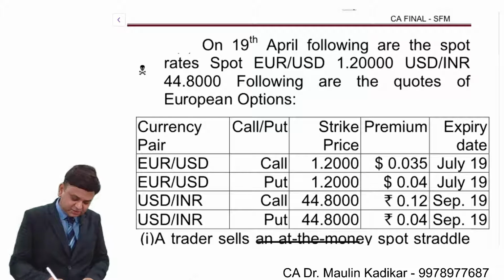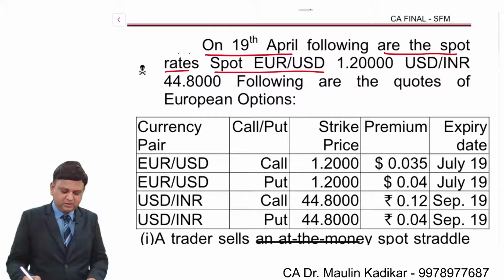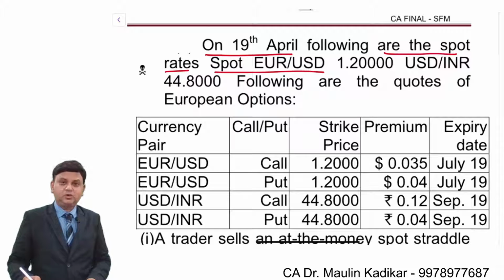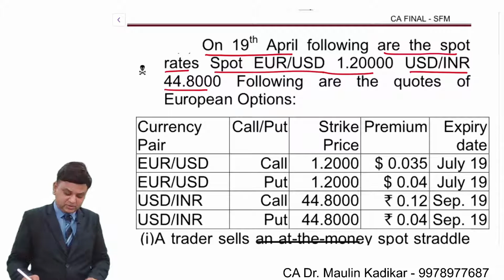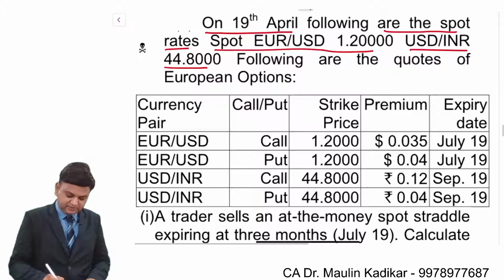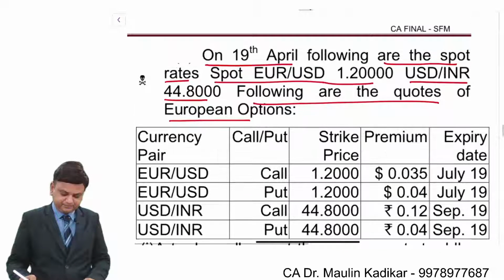Let us start with the next question. On 19th of April, the following are the spot rates for Euro and US dollar and rupee and US dollar provided to us. Following are the quotes of the European options. So they have provided that it is a European option.